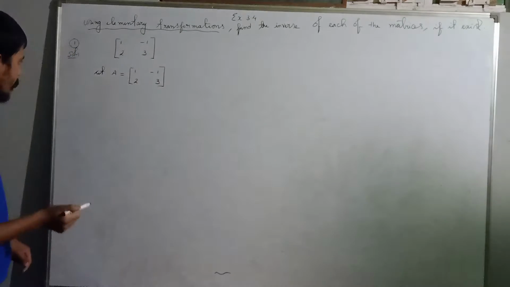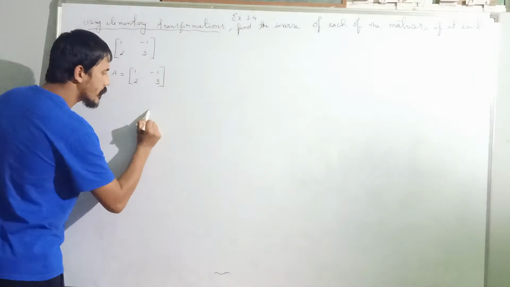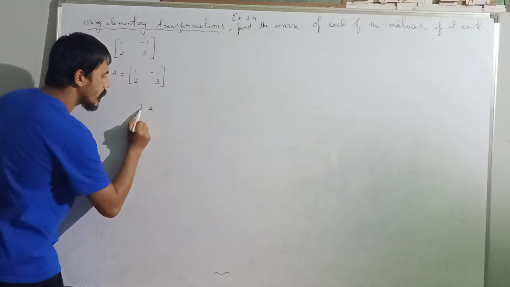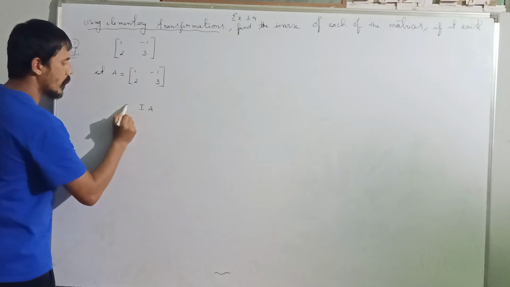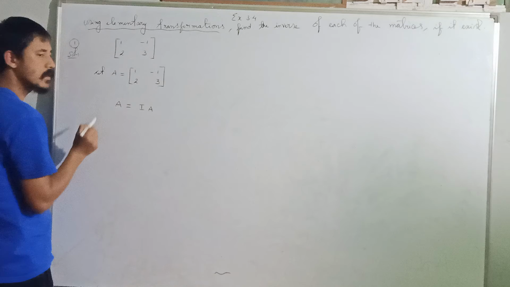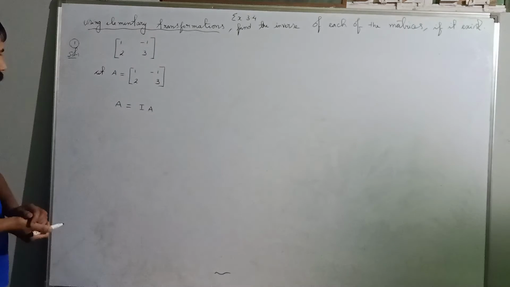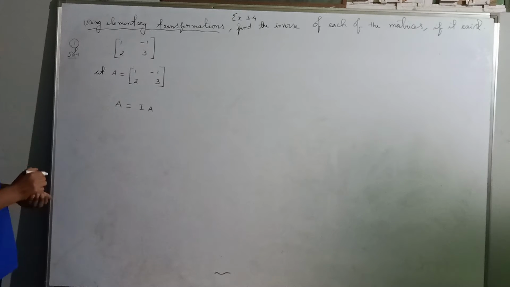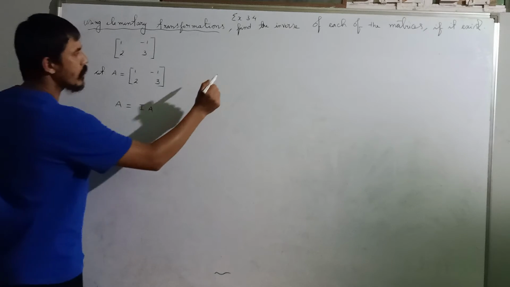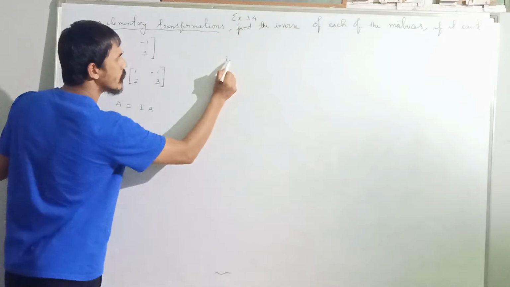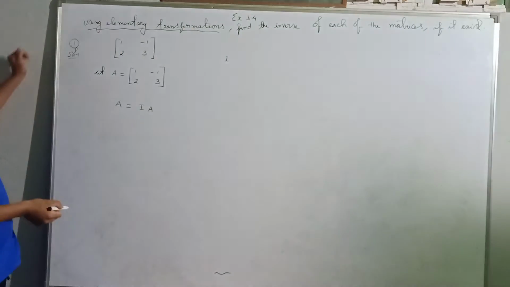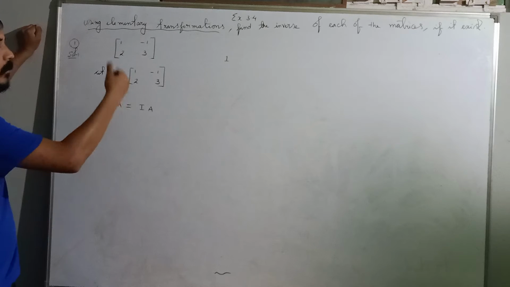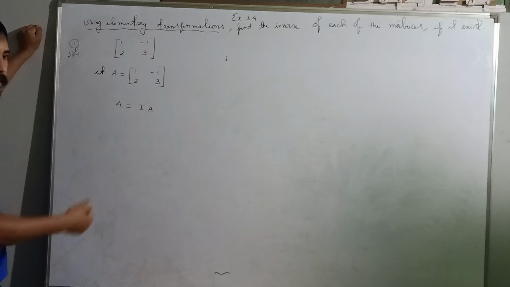We know that any matrix A multiplied with the identity matrix will give you matrix A itself, right? Multiplicative identity. In number theory also you know that, no? One is the multiplicative identity of any number, because any number multiplied with 1 gives you the number itself.